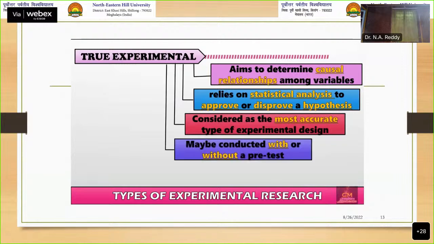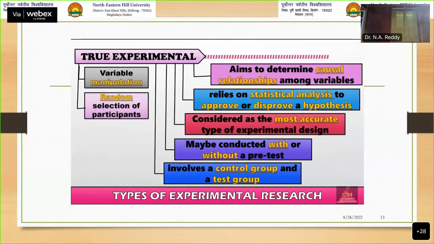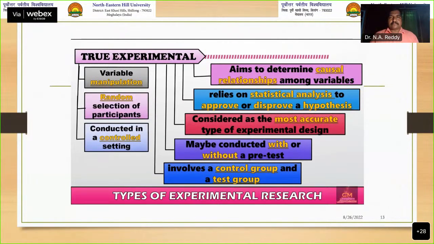Furthermore, it may be conducted with or without a pretest, and it always involves a control group and a test group. Other characteristics of true experimental research include variable manipulation and random selection of participants. Furthermore, it is worth noting that true experimental research is always conducted in a controlled setting and that an intervention is always present.